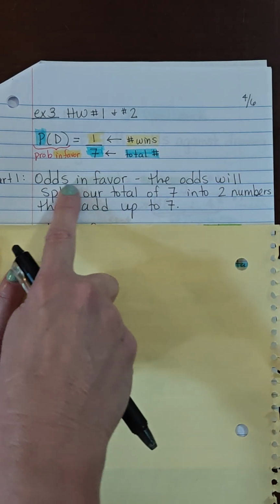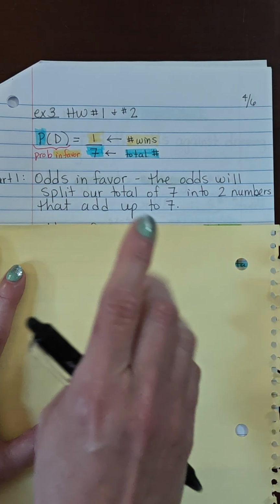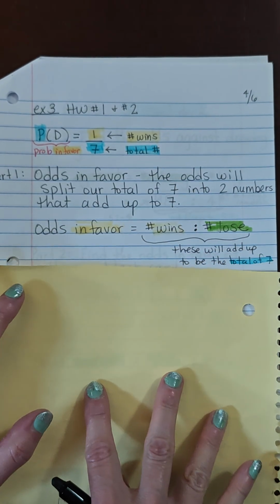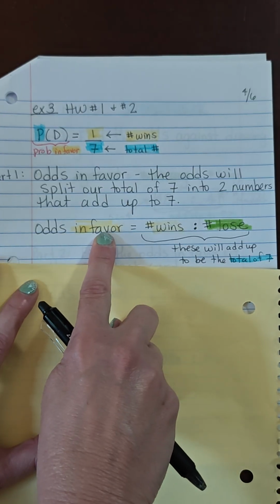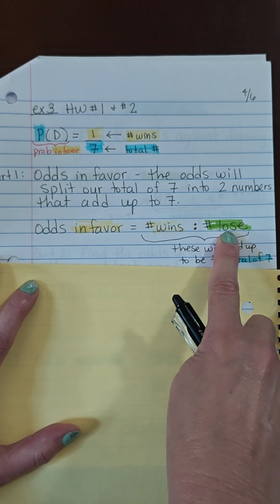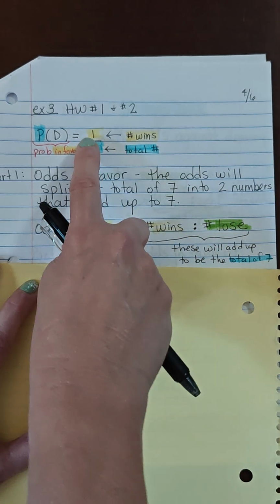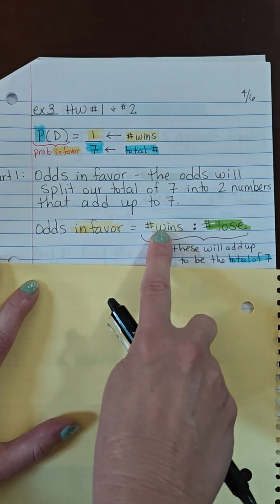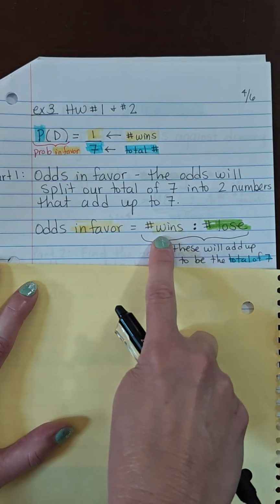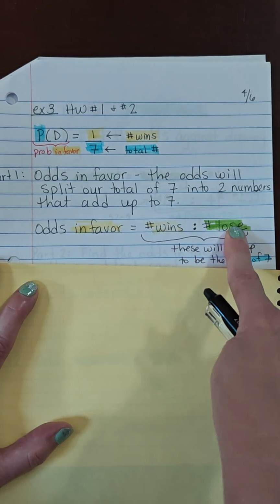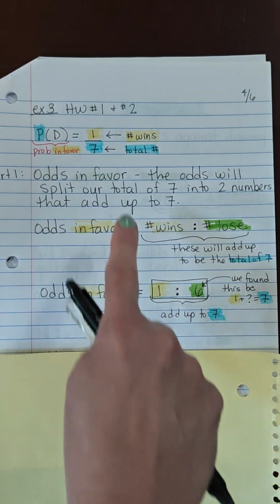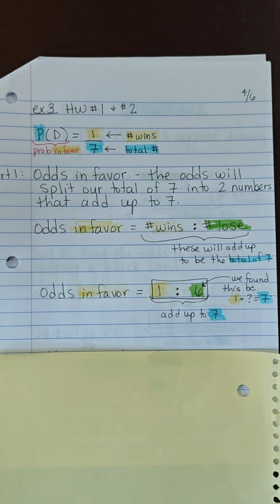All right, let's find the odds in favor. The odds are going to split that total of 7 into two numbers that add up to 7. The odds in favor means the favorable numbers first, then the unfavorable. So the wins first, then the loses. This number right here tells me my win. That's 1. I don't know what this number is, but I know it totals up to 7. So if this is 1, this is the rest of 7. I have that 1 coming from right here. That's just the rest of 7.